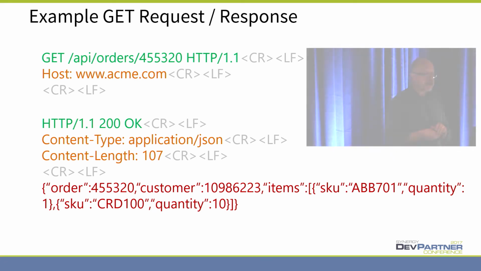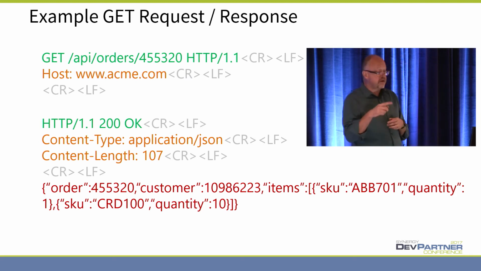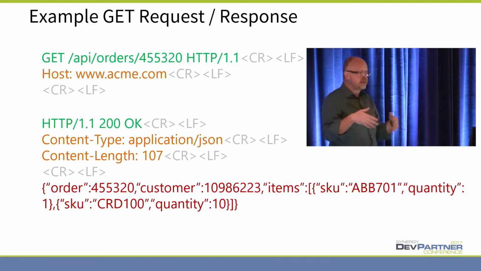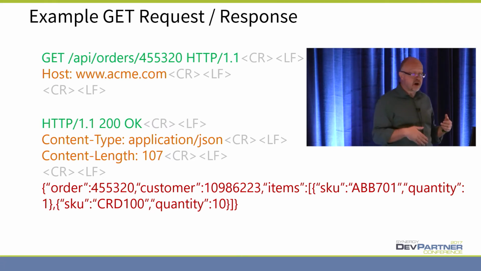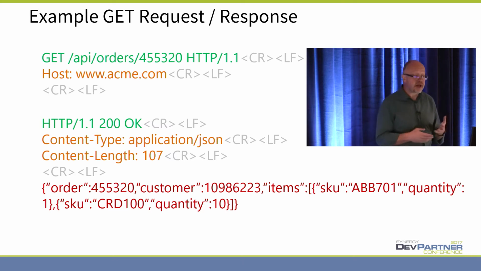So at the top in green it says GET /api/orders/455320, host www.acme.com. That's a very simple request. It's going to go to that host, acme.com/api/orders/455320, and the server is going to receive that request, presumably look up that order and make a response. And there's an example of the response you hopefully will get back.